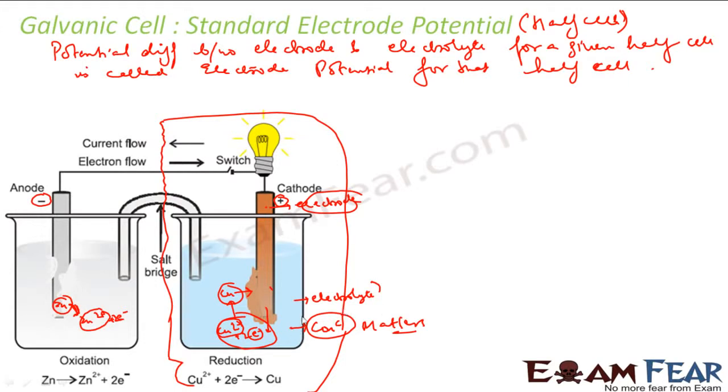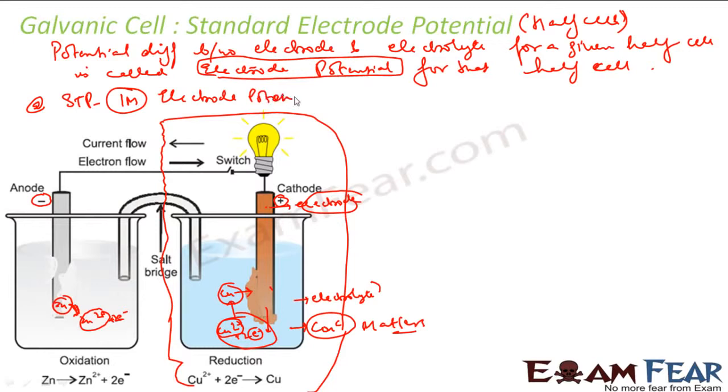So we'll talk about all standard pressure now, right? This is the electrode potential at any concentration. But if you take everything at standard conditions, 1 mole, then this electrode potential which I just got will become the standard electrode potential. Correct? So we have something called electrode potential, that is nothing but the potential difference between electrode and electrolyte for a given half cell.